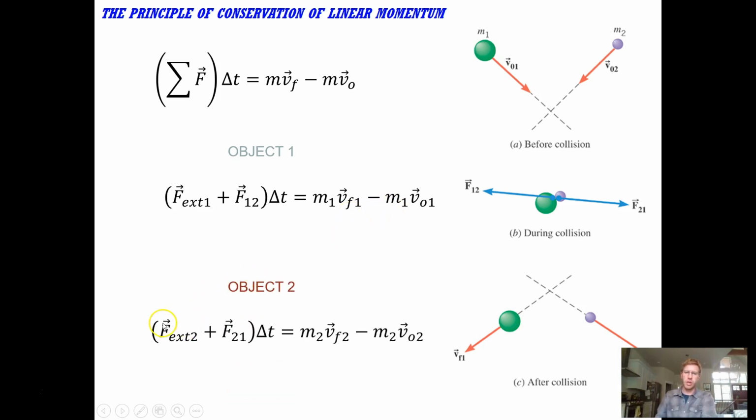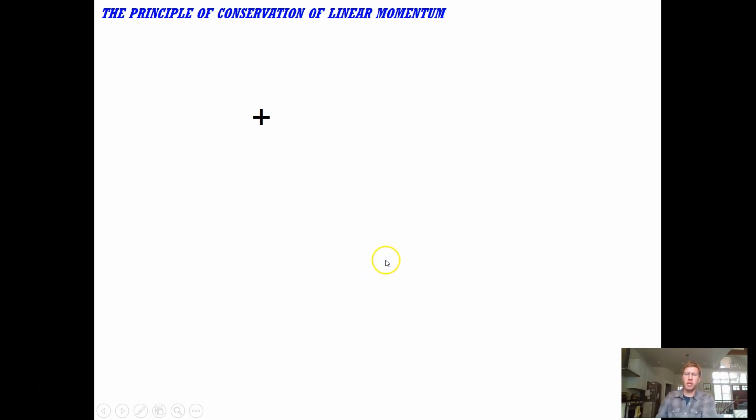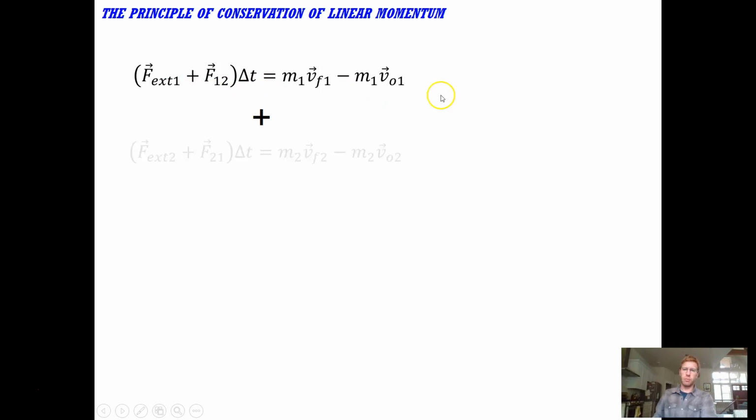Same thing for the second object. You have any external forces times time, plus internal forces times time equals change in momentum for the second object. All right? So those are our two objects. Now, if we wanted to look at the overall system, we add those together. So everything experienced by the first object, its impulse and momentum, plus the impulse momentum for the second object, to look at the system as a whole.